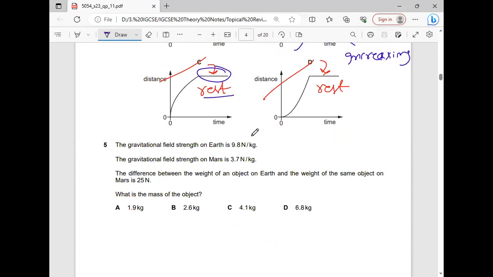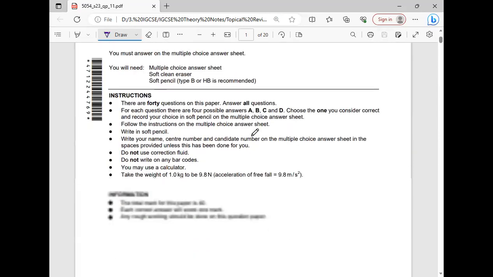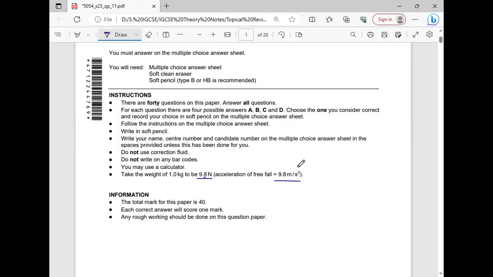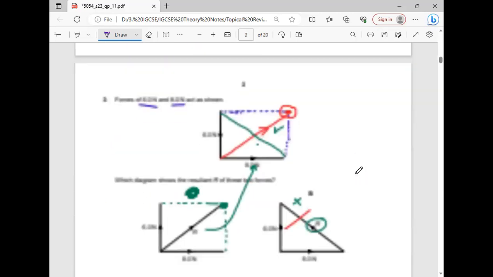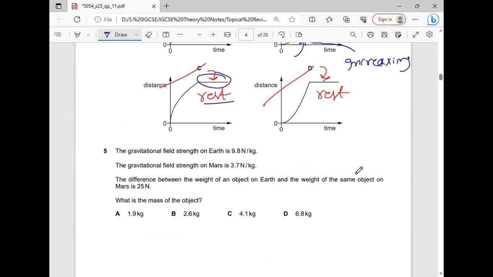Now, one thing which is mentioned in the syllabus as well as in the paper is that we have to take the value of acceleration as 9.8 meter per second squared, or the gravitational field strength as 9.8 Newton per kg. According to the old syllabus, the value was rounded off to 10, but now we have to take the value equal to 9.8, its original value. The same is mentioned in the question over here.